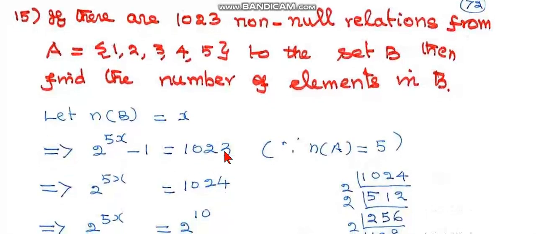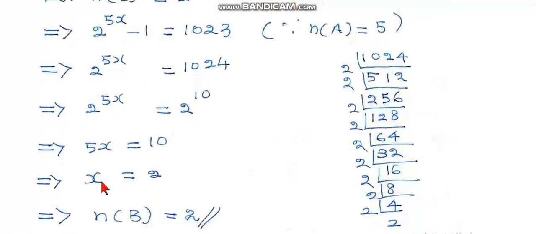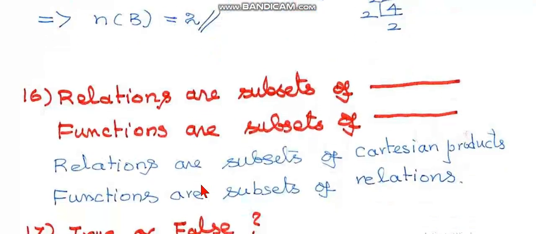This minus 1 will come here and 1023 becomes 1024. 2 to the power of 5x equal to 1024. 1024 can be written as 2 to the power of 10. So the bases are equal, so the powers must be equal. 5x equal to 10, that is x equal to 2. In other words, number of elements in B is 2.